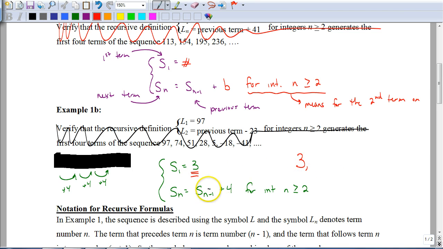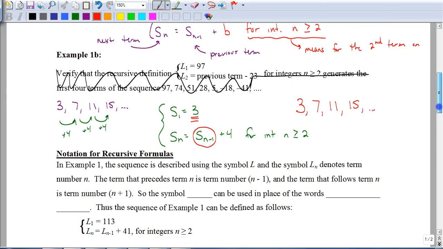So to find the next term in the sequence, we would take the previous term and add 4. Well, now the previous term is 3, so 3 plus 4 is 7. But now the previous term is not 3, it's now going to be 7. So now to find the next term in the sequence, we could take 7 plus 4, which is 11. And then 11 plus 4 is 15, and so on. So we came up with the first 4 terms of the sequence there. That's how we use the recursive formula.